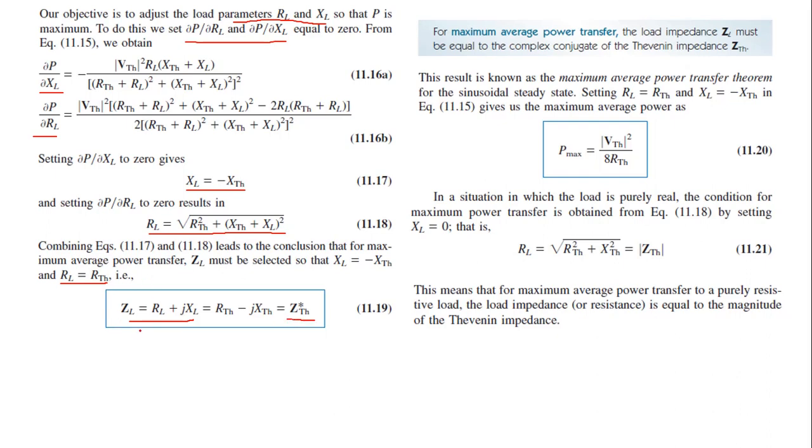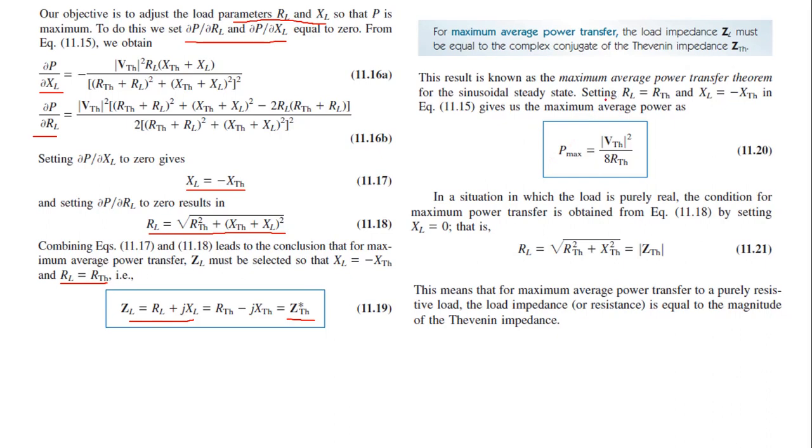So the value of load impedance is equal to the complex conjugate of Thevenin's impedance. This is the condition where maximum power will be transferred from source to load. So this is the maximum average power transfer theorem. ZL will be equal to ZTH star, the complex conjugate of Thevenin's impedance.